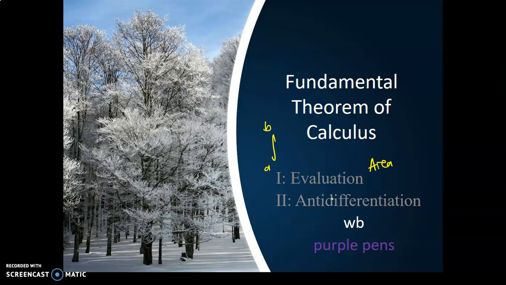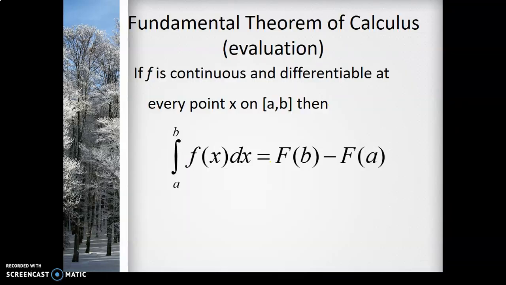That's the anti-differentiation piece. So the first part of the fundamental theorem of calculus says that you can find the area underneath a curve by using the antiderivative equation. So whatever capital F is, if you took the derivative, you would get little f of x. So little f is the derivative of capital F. Capital F is the antiderivative of little f. And if you want to find the area underneath a curve, you can just use the antiderivative equation and plug in your upper limit and your lower limit.